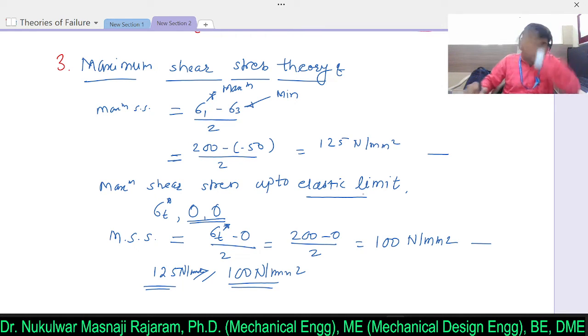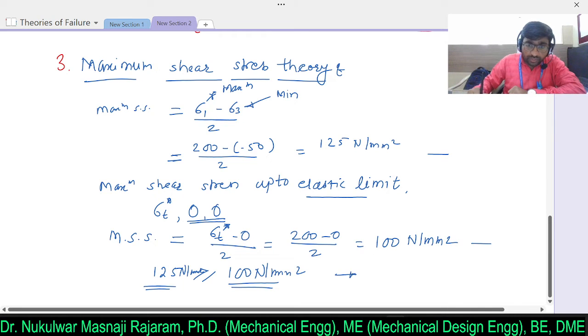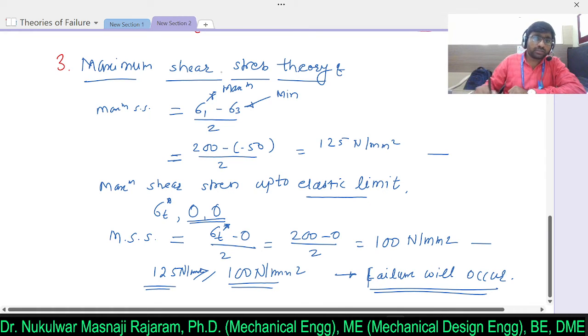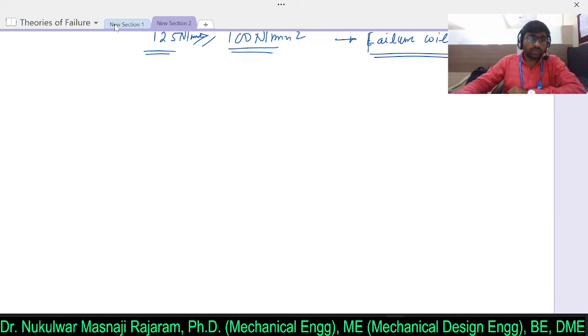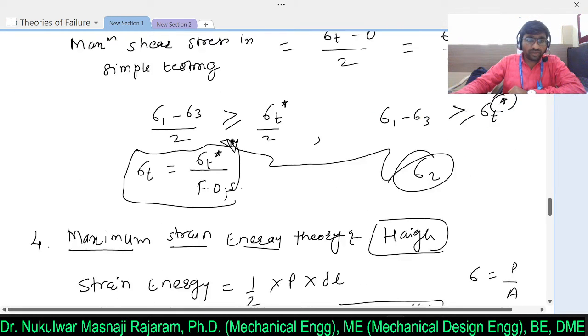Sorry. So from this, can I conclude? Yes, definitely failure will occur. So from this test also, the maximum shear stress criterion, we can say that the material will fail in this particular stress system. So this is our third theory of failure.